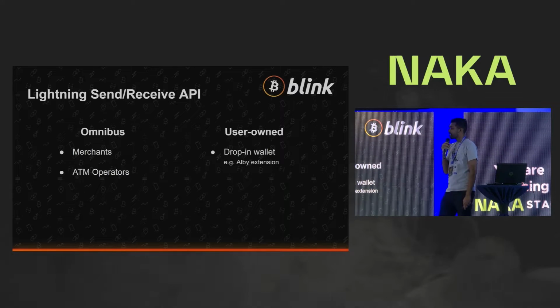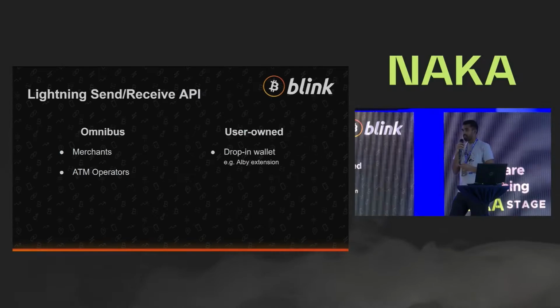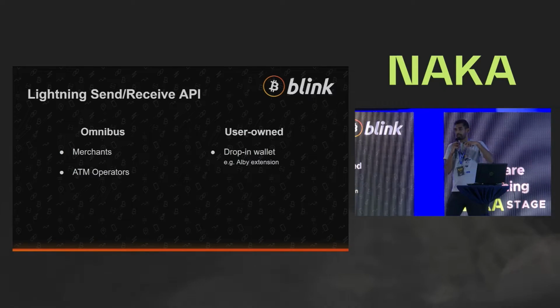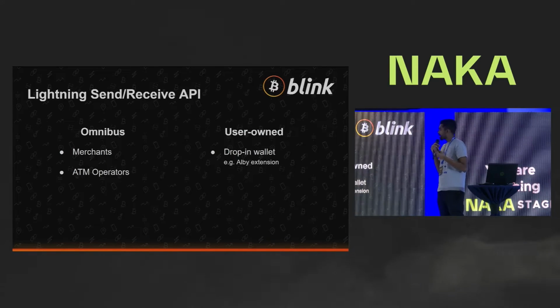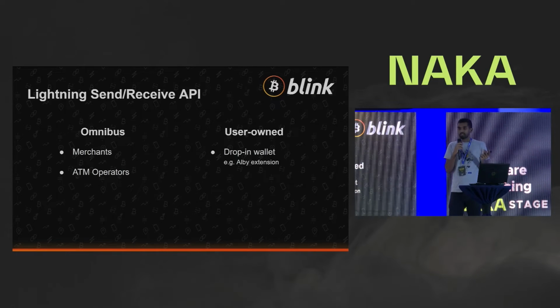So merchants, that's a pretty standard use case. But then things like ATM operators, we've had folks, I think the Lamassu ATM folks, have integrated our API, and that's what they use to do their Lightning payments. On the user-owned side, you can think of things where you need a drop-in wallet. So the LB extension, for example, Blink is one of the wallets you can drop in there, and then you can use your Blink wallet from something like the LB extension to do WebLN things, to do Nostr things, that sort of thing.